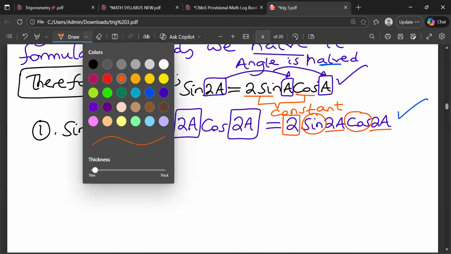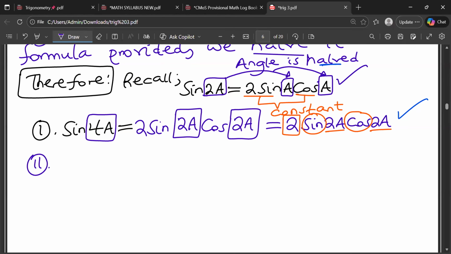Okay, let's do another one. Let's do now sine 8a. It is the last one I'm doing, so you'll be sober. So for sine 2a, what have I said? I've said that the 2 is a constant, the sine is a constant, even the cos is a constant. Now the angle is the result of having 8a. When you halve 8a, you get 4a, like that. And that is the answer.